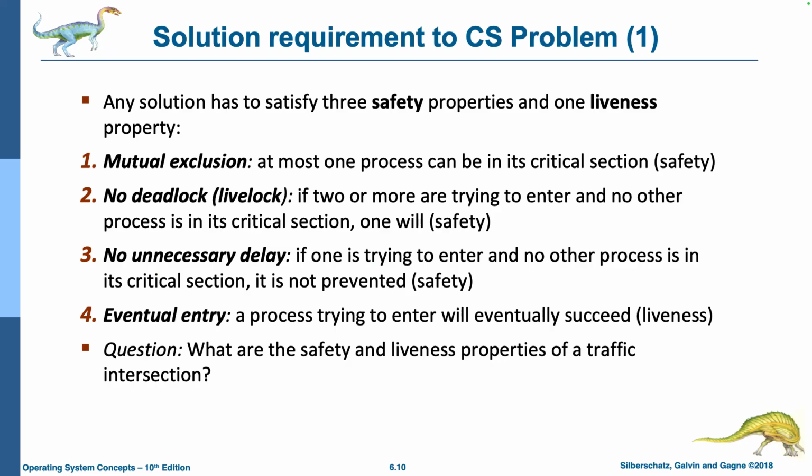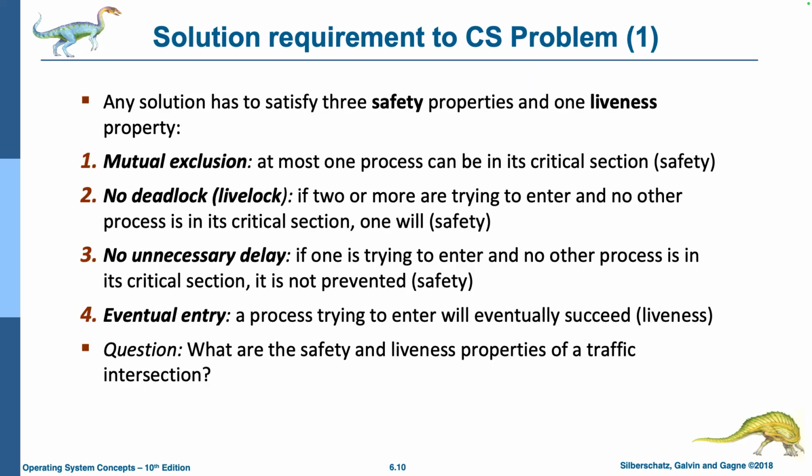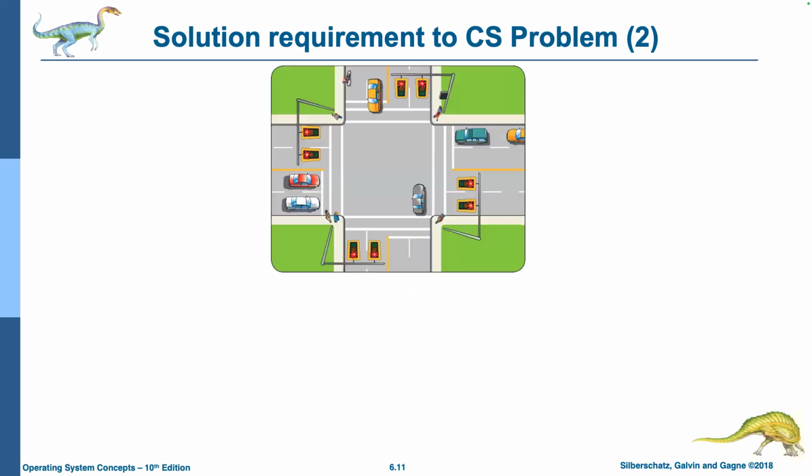Question: what are the safety and liveness properties of a traffic intersection? Like this one. Traffic intersections, this is a very good example. Start with mutual exclusion. It's good. Where is the critical section?